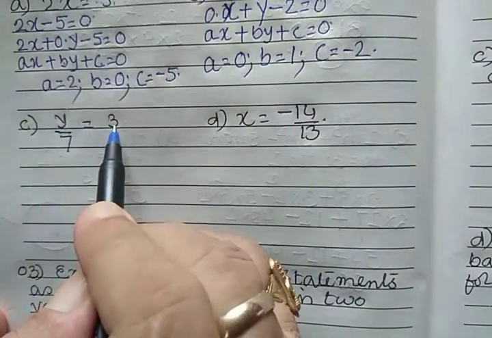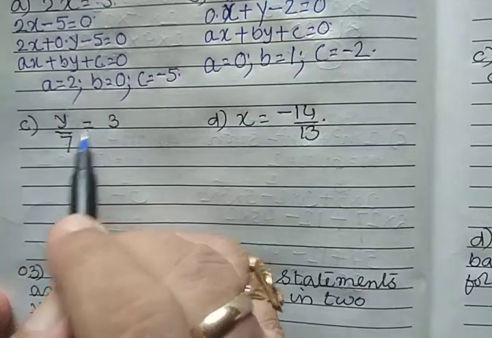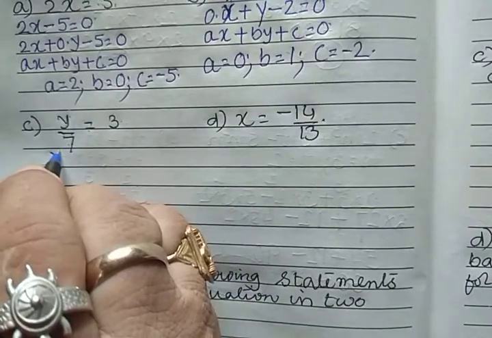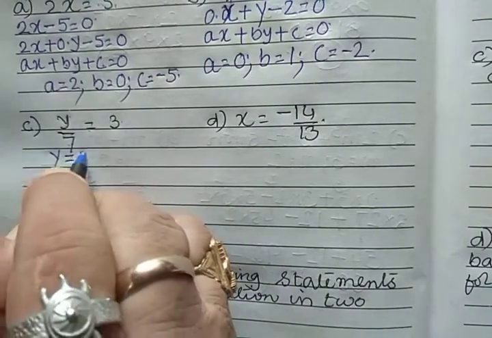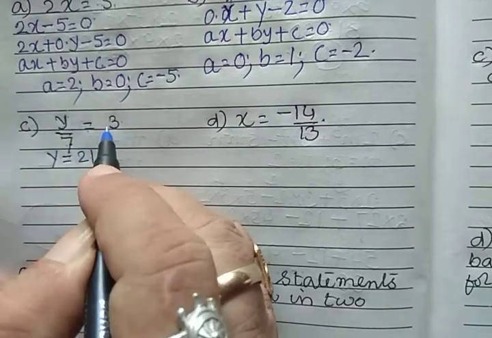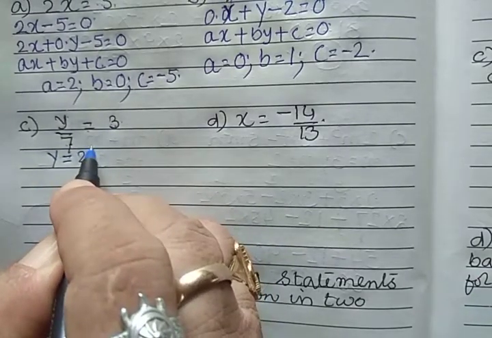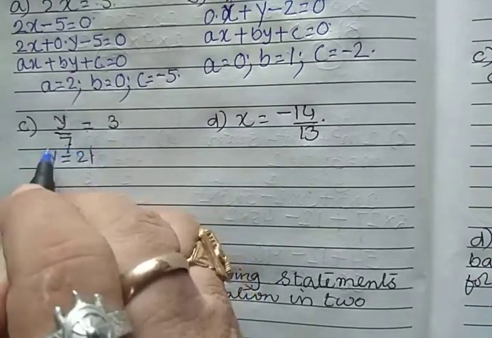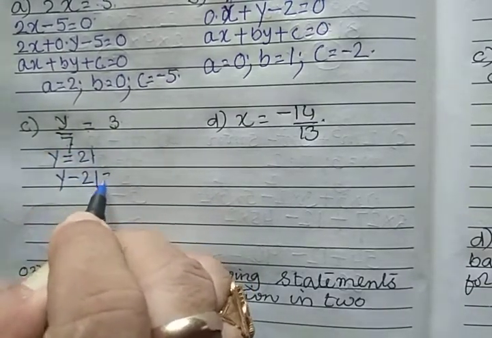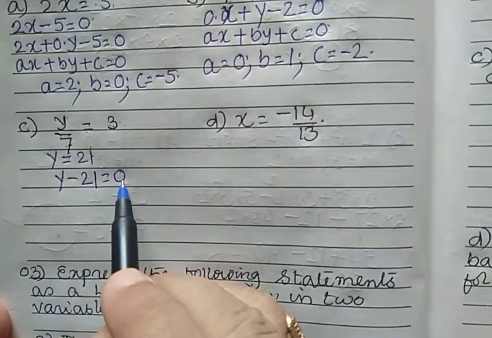So now let us take another example. y by 7 is equal to 3. Let us take this 7 to the other side. y is equal to 21. Here 7 is dividing. If you take it to the other side, it multiplies. 7 3s are 21. And next let us transfer this 21 to the other side of the is equal to. So y minus 21 is equal to 0.